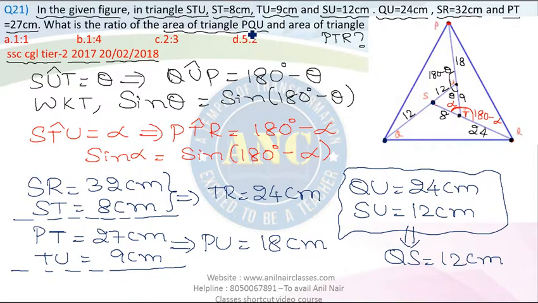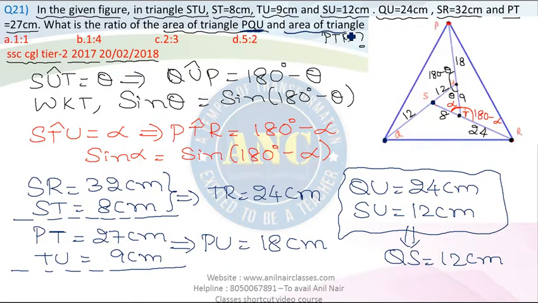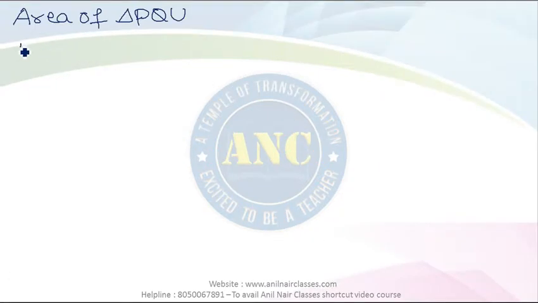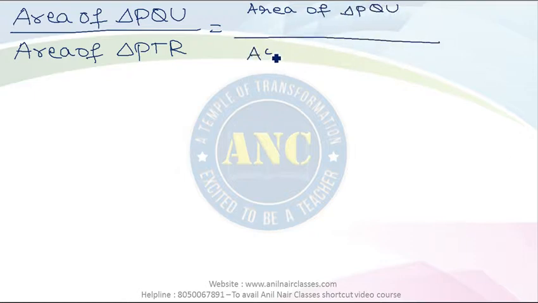Now, what is the question, sir? Area of triangle PQU. Let me write it. Area of triangle PQU I require. And with which other triangle I require the ratio? Area of triangle PTR. I require the ratio of this with area of triangle PTR. Now, what I will do is, I will be little smart in doing this and saying that area of triangle PQU is what I have in the numerator. Denominator says area of triangle PTR.